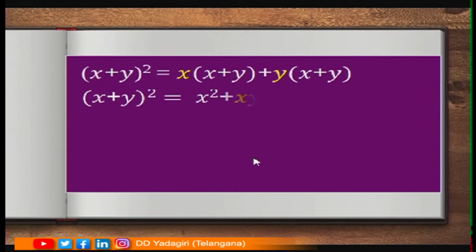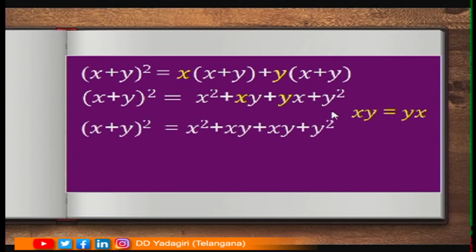If you multiply, x into x is x square, x into y is xy, y into x is yx and y into y is y square. We observe that in algebra xy is same as yx. Therefore, you can write this as x square plus xy plus y square. So, yx is replaced with xy, and x plus y whole square is x square plus 2xy plus y square.